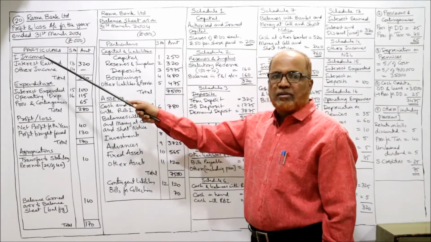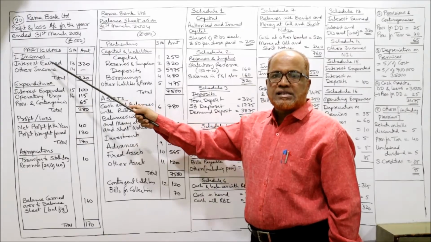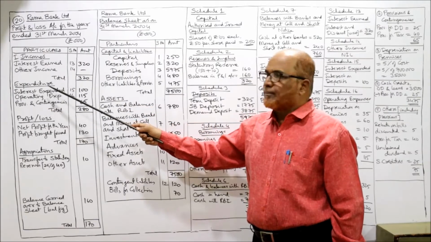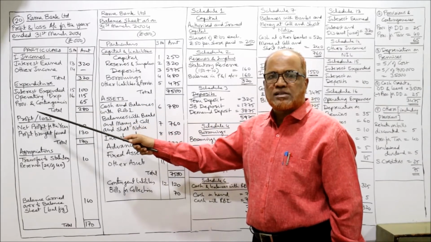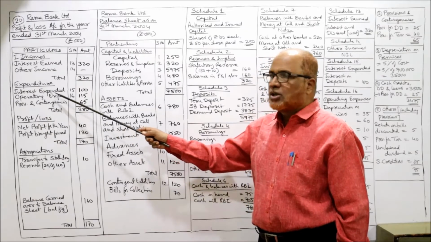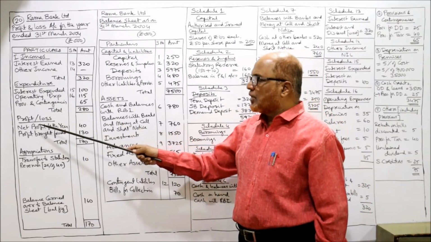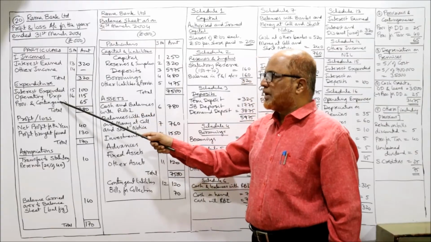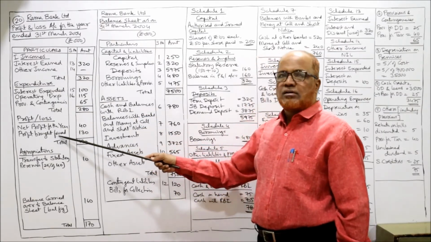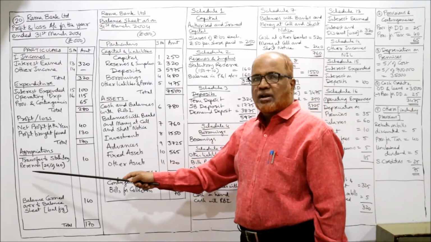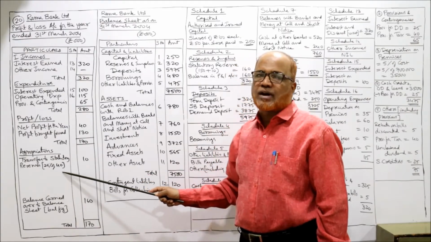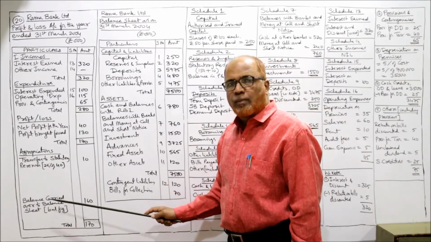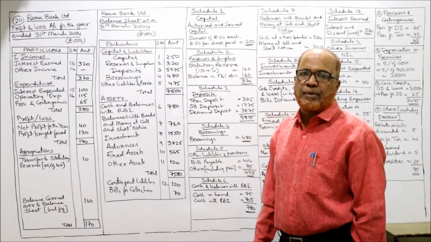The blank format will have income: interest earned, other income. Expenditure: interest expended, operating expenses, then provisions and contingencies, total. Then profit or loss: net profit for the year, income minus expenditure, then profit brought forward, total. Then appropriation: transfer to statutory reserve, 25% of current year's profit, then balance carried over to balance sheet. The blank format we have prepared.